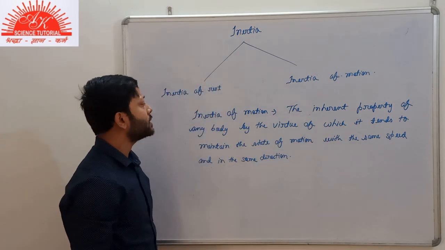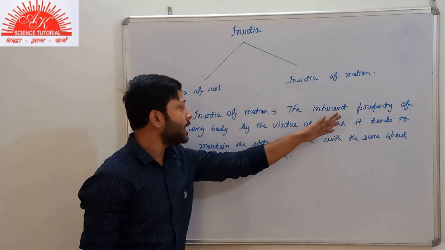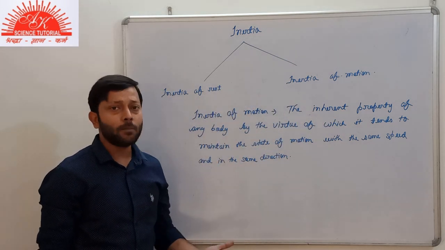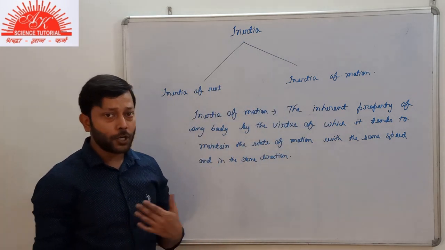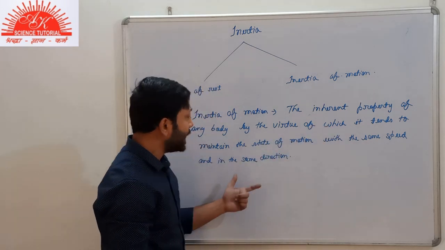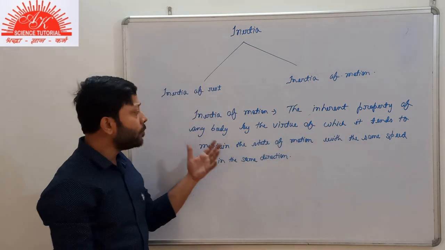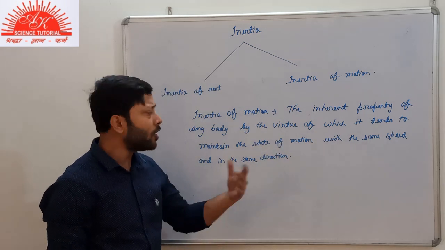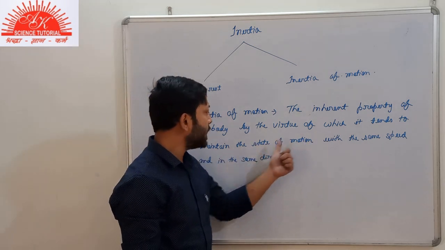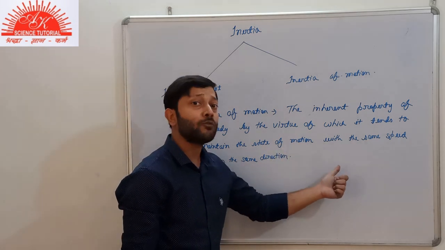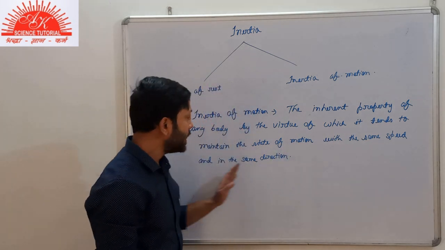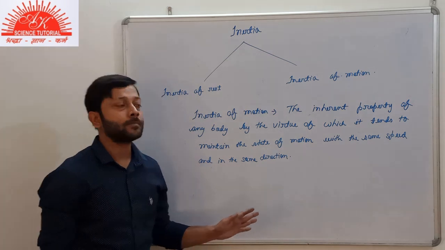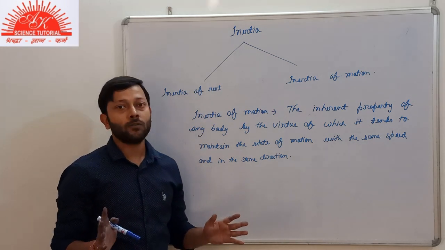So what is inertia of motion? It is the inherent property of any body by virtue of which the body has a tendency to maintain the state of uniform motion. Or you can write, it has a tendency to maintain the state of motion with the same speed and in the same direction. So that is inertia of motion.